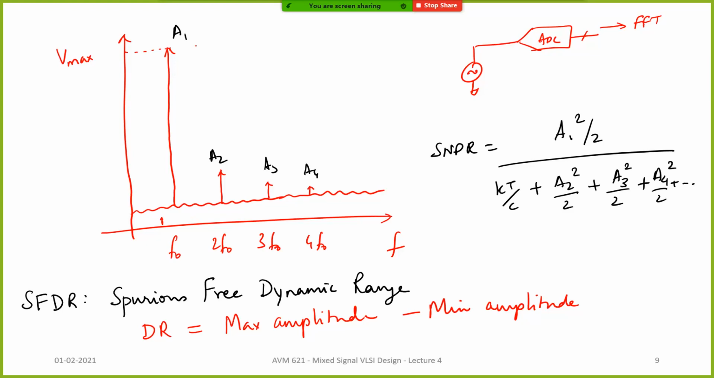So that is basically given as the maximum amplitude to the maximum amplitude where there is, I mean, what is the spurious free range? This is what is defined as the spurious free dynamic range. In other words, that is the dynamic range in which there are no spurious components or spurious terms. You can see that A1 minus A2, that is your spurious free dynamic range where there are no spurious terms.